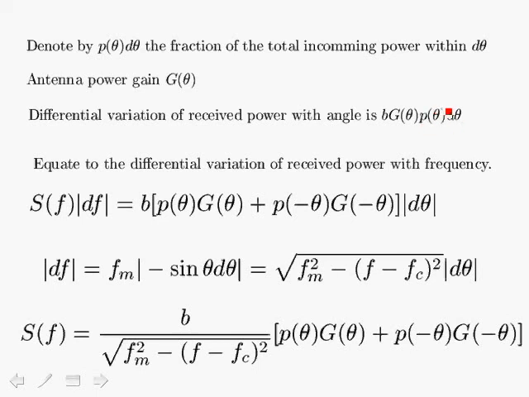Now at this point we're not going to make any assumptions on p of theta as we did before. Now by definition of the power spectral density, if we multiply the power spectral density times d f, which is equal to a small change in frequency, then that represents the amount of change of power. We set that equal to the amount of change in power due to an angle d theta. So the variation in power due to d theta is equal to the variation in power due to a small change in frequency df.